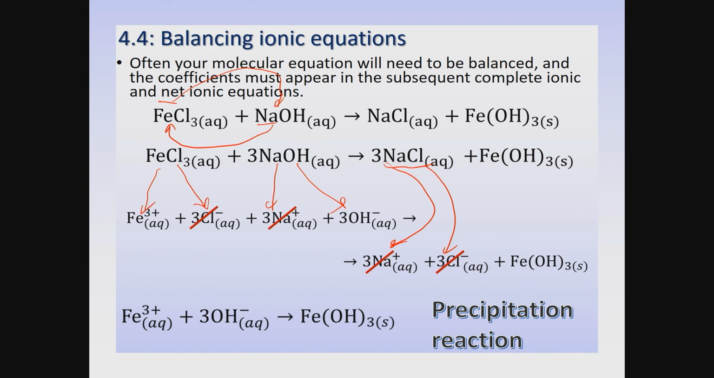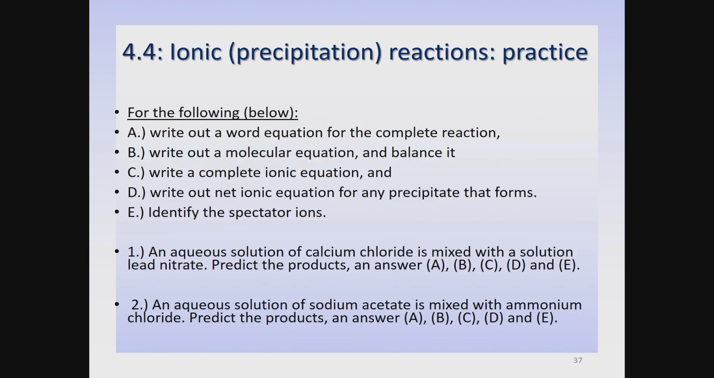So what I'm going to do now is I'm going to write out on the board a bunch of reactions. And so first, for each reaction, what I'm going to do is write out a word equation for the complete reaction. Then I'll write out a molecular equation and balance it. And then I'll write out a complete ionic equation. And then I'll write out any net ionic equation for any precipitate that forms and then identify the spectator ions. So let's try the first one here.